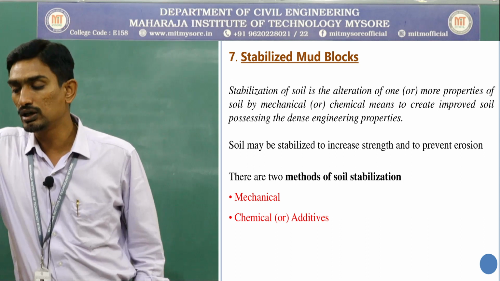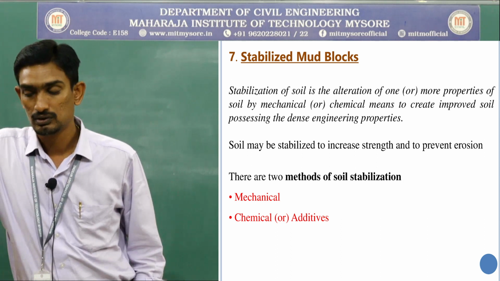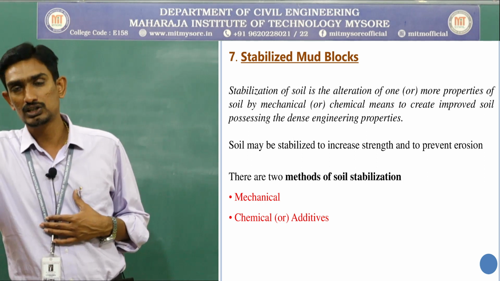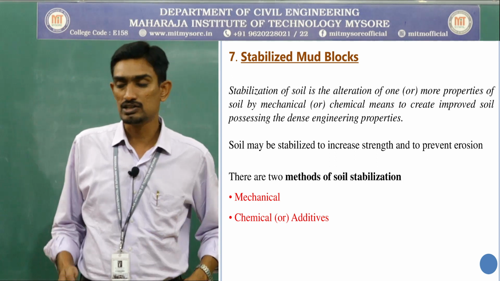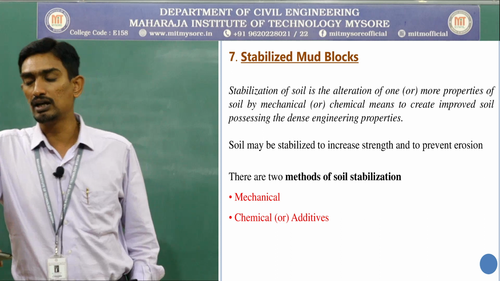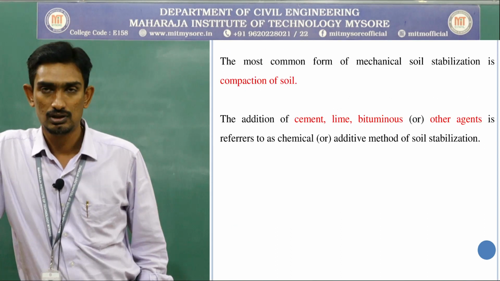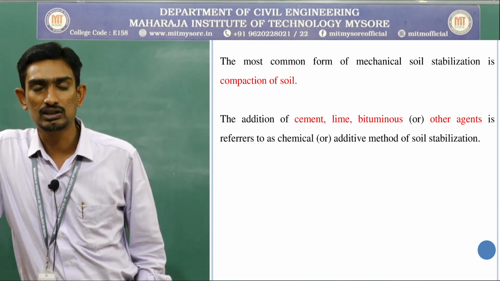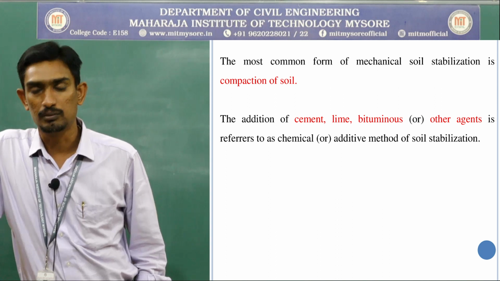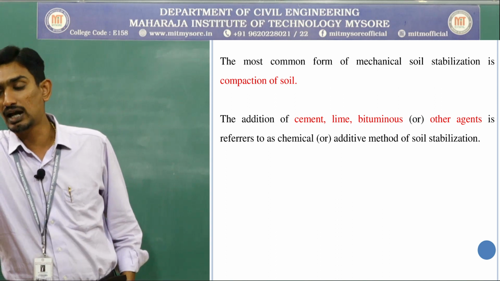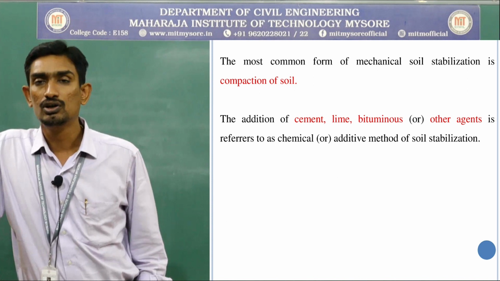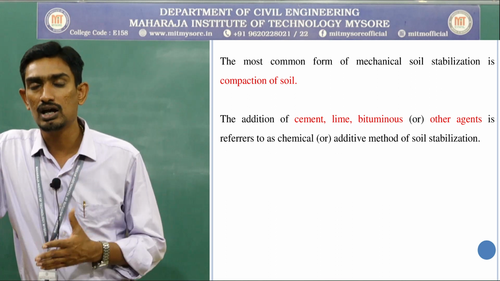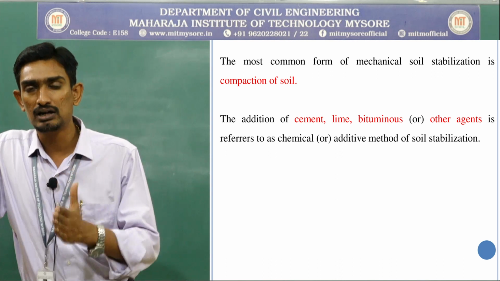The soil may be stabilized to increase strength and to prevent erosion. Next, the two methods: one is the mechanical way, another one is the chemical way. Is it clear? So this is the stabilization process. The most common form of mechanical stabilization, which I've highlighted, is compaction. The mechanical way of stabilization of soil is compaction. By doing compaction, we can achieve a good stabilized mud block. Next, I've told you that the chemical way is adding cement, lime and other agents as an additive for soil stabilization. By doing this, we can produce the stabilized mud block.